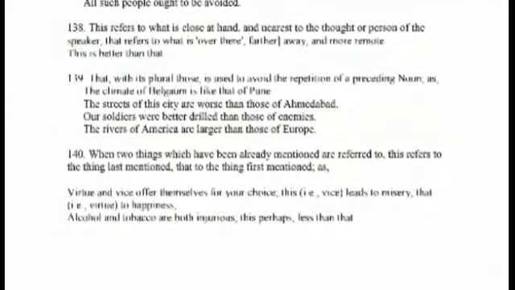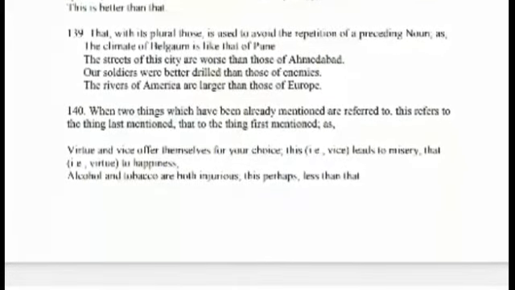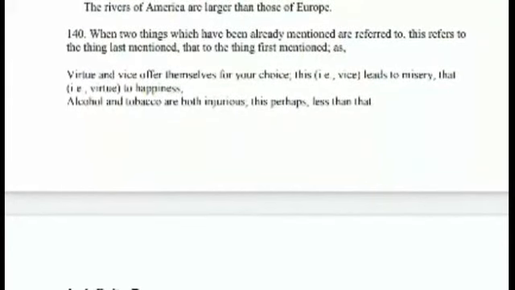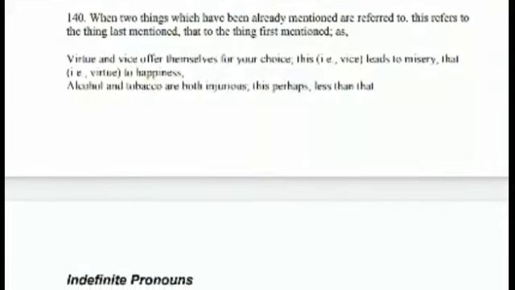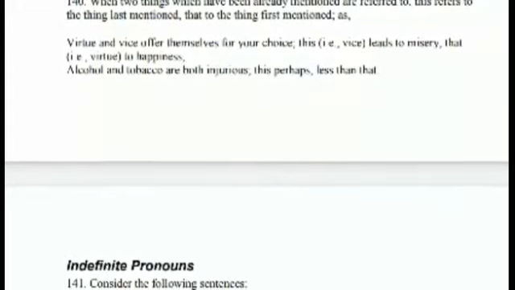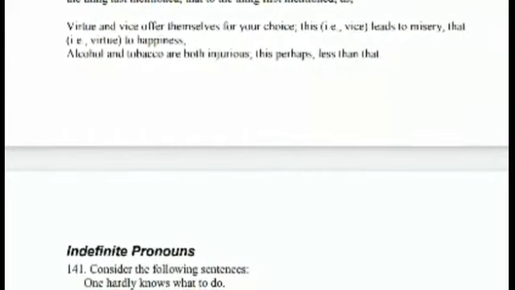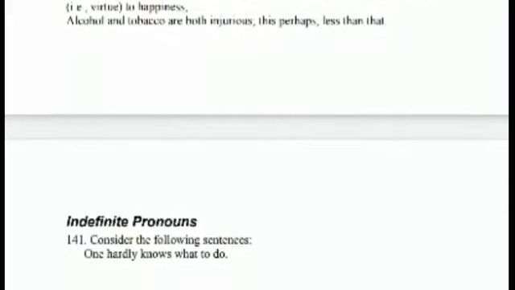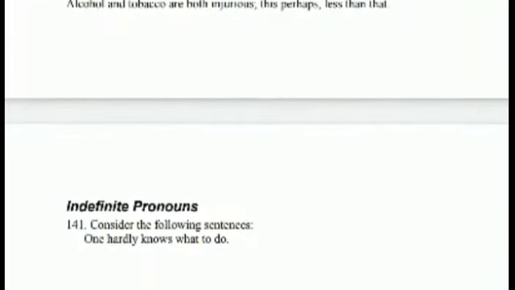The streets of this city are worse than those of Ahmedabad. Our soldiers were better drilled than those of the enemies. The rivers of America are larger than those of Europe. When two things which have been already mentioned are referred to, this refers to the thing last mentioned, that to the thing first mentioned. Virtue and vice offer themselves for your choice. Alcohol and tobacco are both injurious. This perhaps less than that. So these are the examples for demonstrative pronouns.